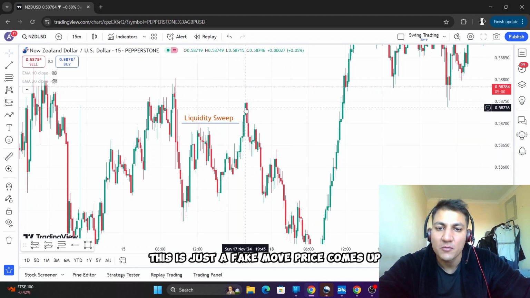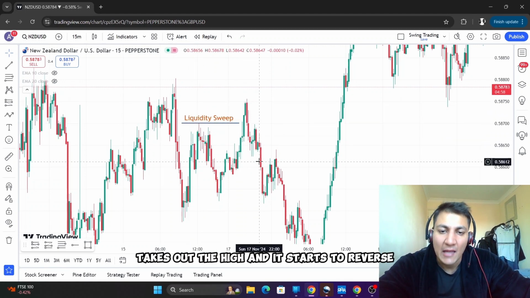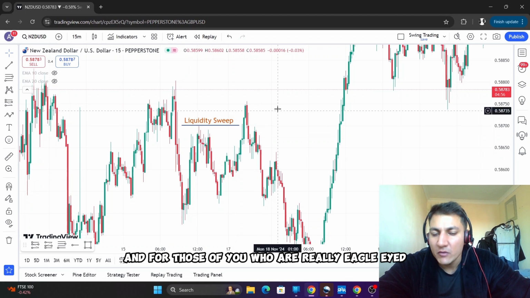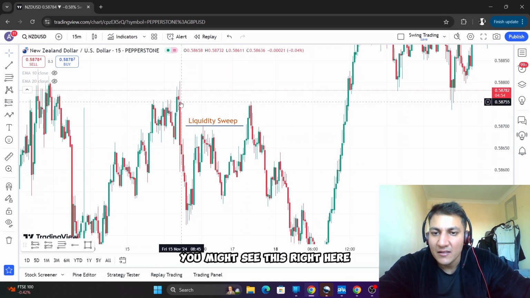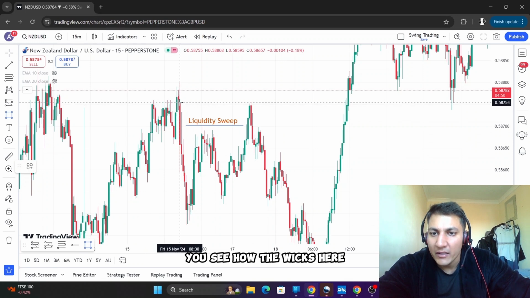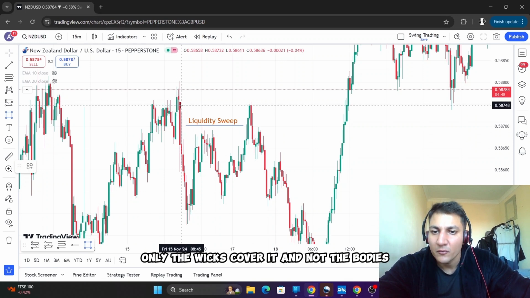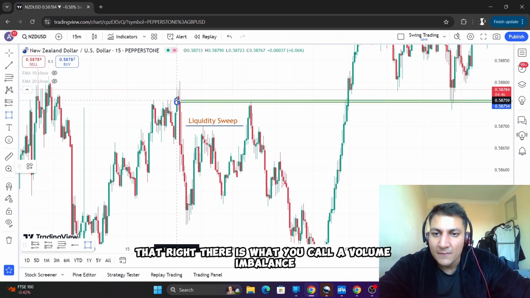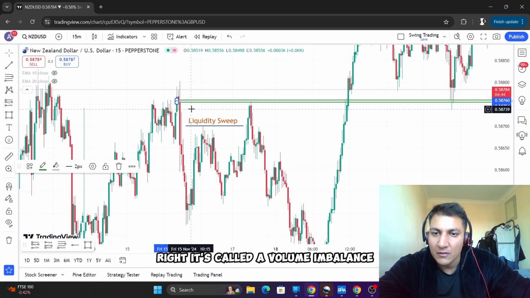This is just a fake move. Price comes up, takes out the high, and then starts to reverse. And for those of you who are really eagle-eyed, you might see this right here. This gap between these two candles, you see how only the wicks cover it, and not the bodies. That right there is what you call a volume imbalance, right? It's called a volume imbalance.